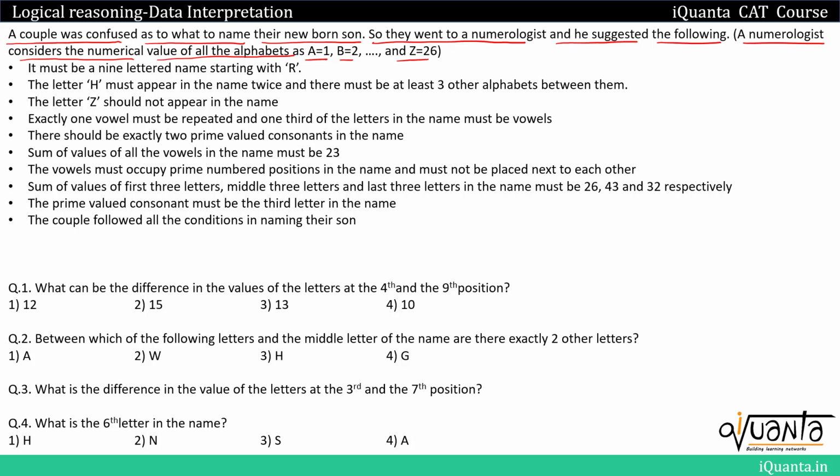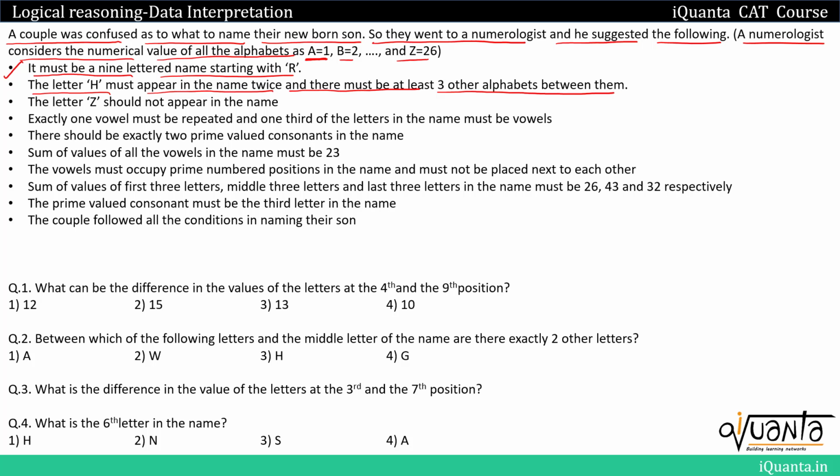So they went to a numerologist to suggest a name to their newborn son. So the numerologist will be considering the values of A equal to 1, B equal to 2, C equal to 3, D equal to 4, up till Z equal to 26. Then we have some clues here. It must be a 9-lettered name starting with R. After that, the letter H must appear in the name twice and there must be at least 3 other alphabets between them. So basically all these clues are telling us what will be the name. They are telling us which letter will appear at which particular place, its value.